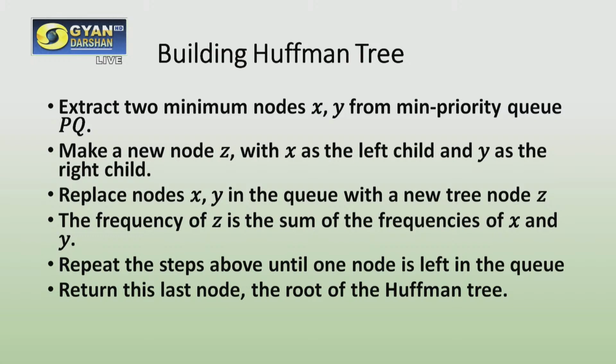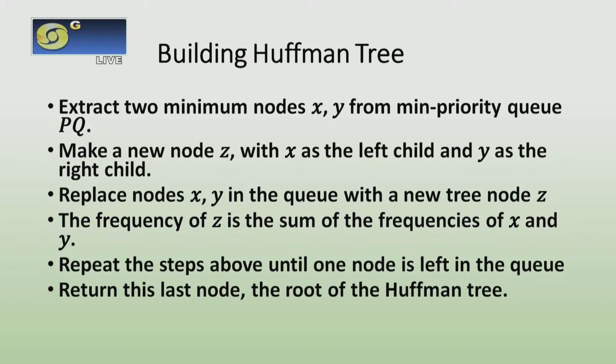X is going to be the smaller one, y is going to be the slightly next higher in that queue. Replace nodes x and y in the queue with a new tree node Z, and the frequency of Z is the sum of frequencies of x and y. Repeat the steps given above until one node is left in the queue, and return this last node, the root, as the Huffman tree.